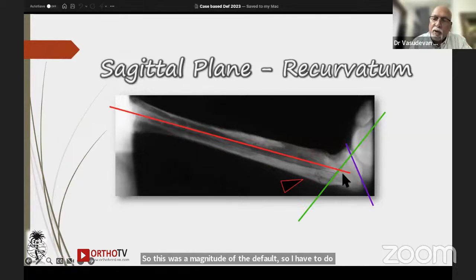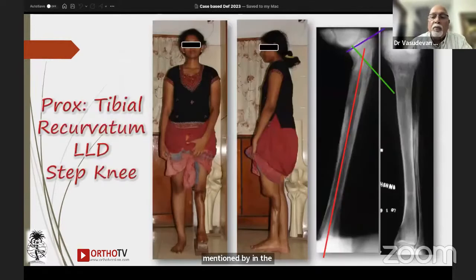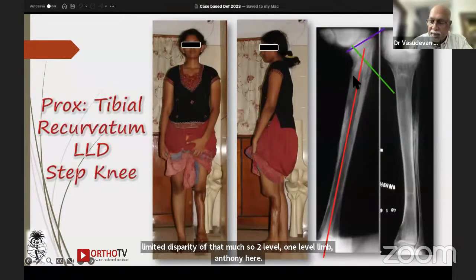So osteotomy at this CORA level is impossible because this is a tibial tuberosity. So I need to do an osteotomy at this level. So that means it becomes osteotomy rule 2, as mentioned in the deformity planning by Hemant. So this is what I did. She had a limb length disparity of that much. So two levels: one level limb lengthening here and deformity correction there plus lengthening.